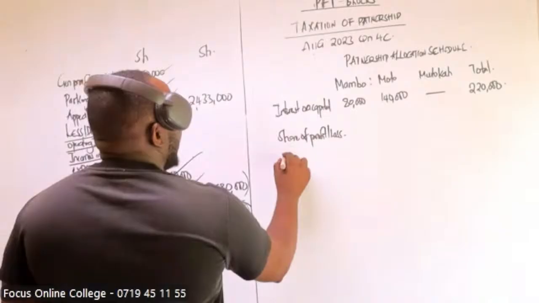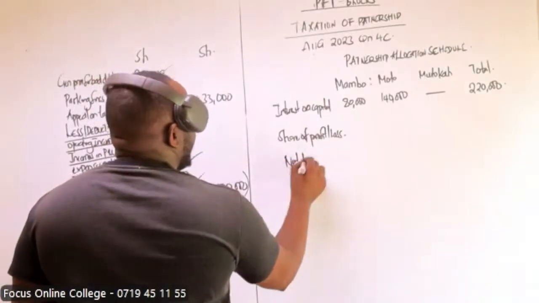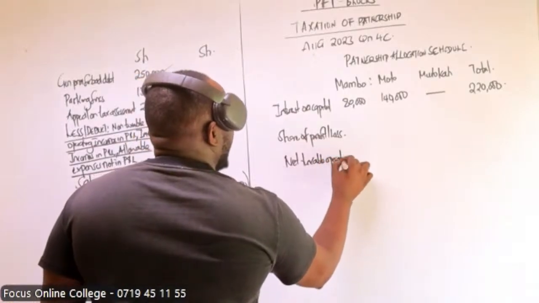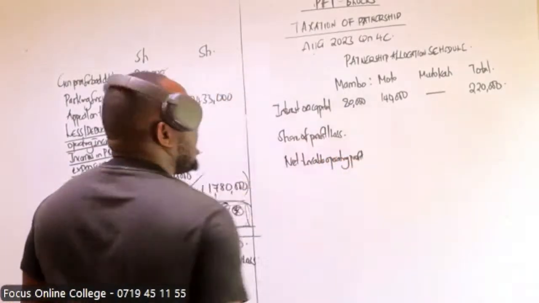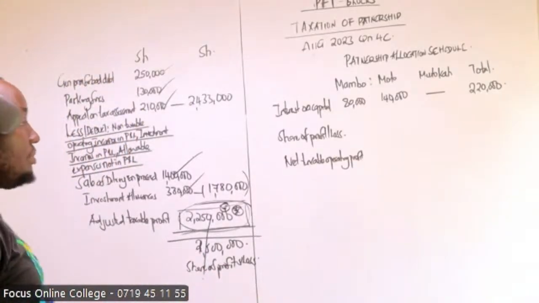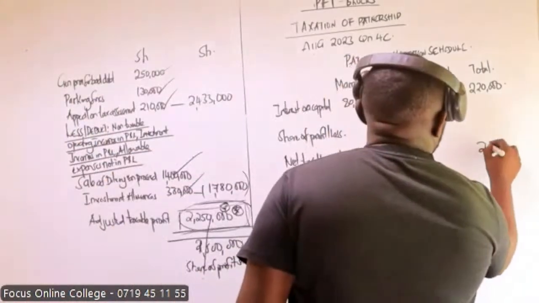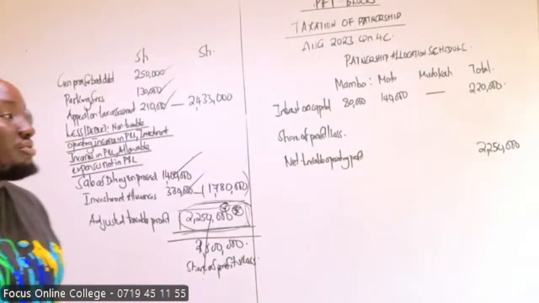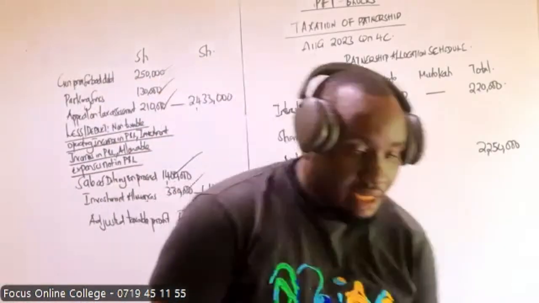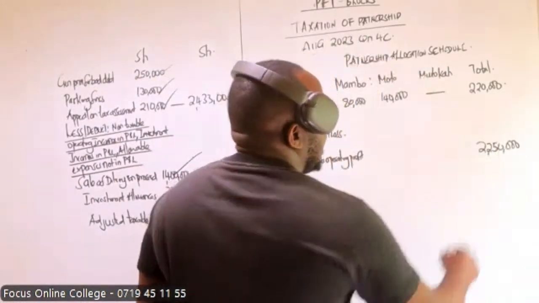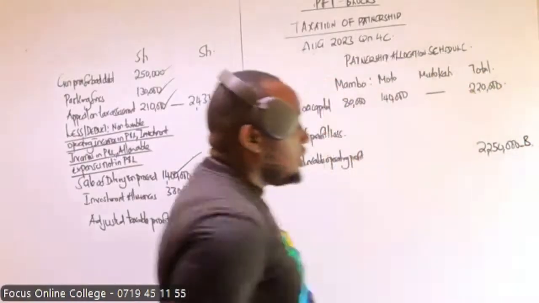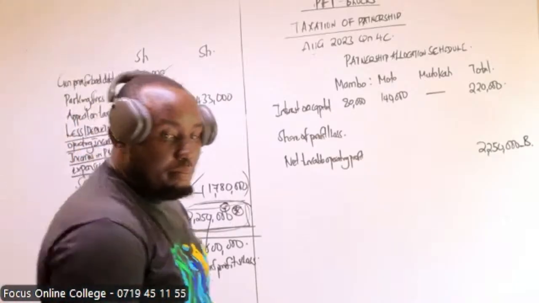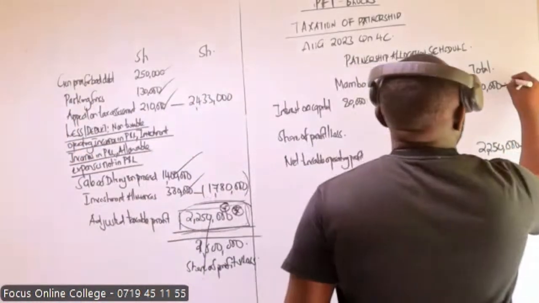Then you have the net taxable operating profit, from the adjusted taxable income. What is the net taxable operating income? That should give us 2,250,000. Give me a yes if we are there. So this one we call B. The next one we call A.